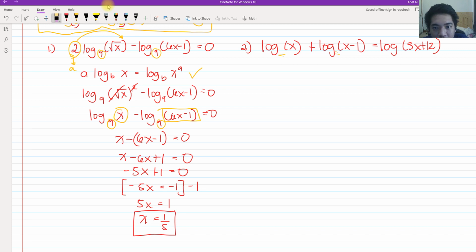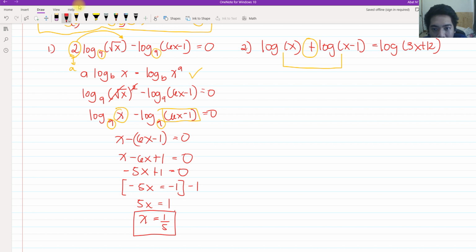So, of course, these are all base 10 because it does not have any value written as the base. So, again, it's understood as base 10. Before we try to actually solve this, let us first simplify the given logarithmic. So, we have here a plus for the two logarithmic.